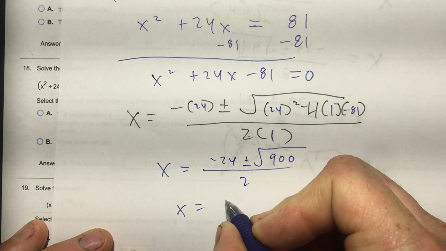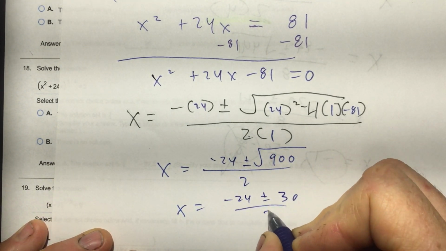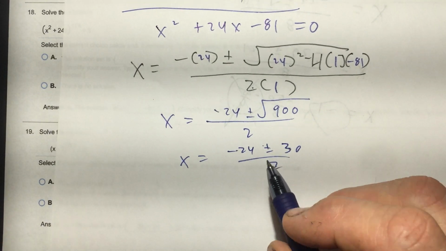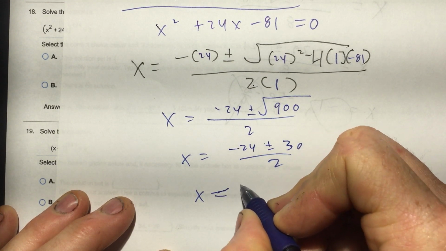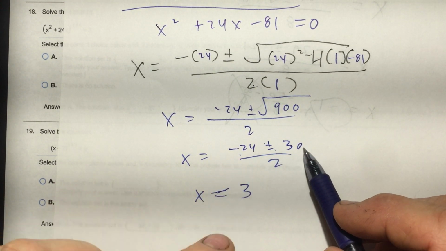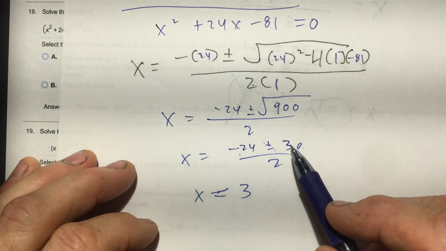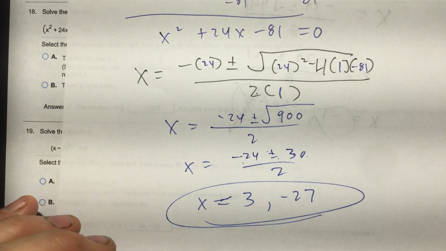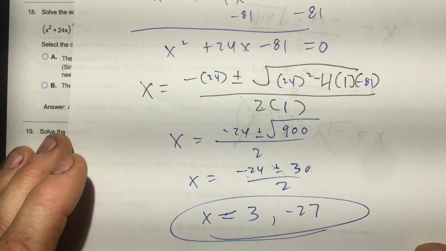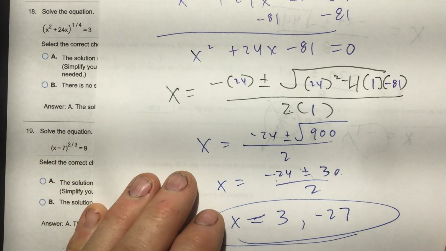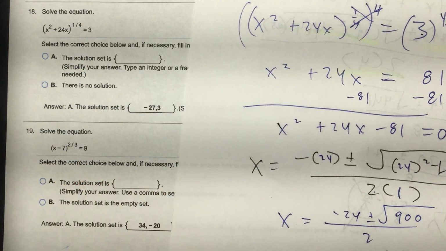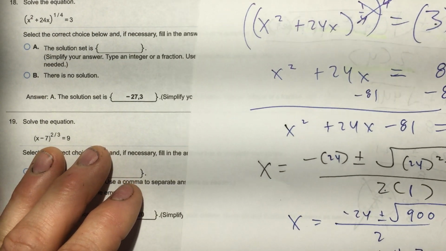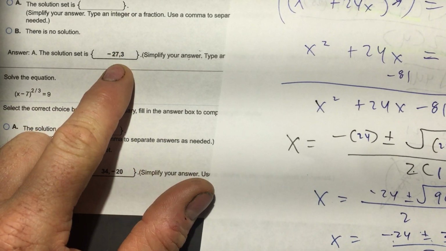All right, negative 24 plus or minus 30 divided by 2. All right, so negative 24 plus 30 would be 6. 6 divided by 2 would be 3. Negative 24 minus 30 is negative 54. Negative 54 divided by 2 is negative 27. So here's my two answers. Okay, but we didn't do extraneous solutions on this, I don't think. So I think we are good on that because we didn't square both sides. So, yep, negative 27 and 3.